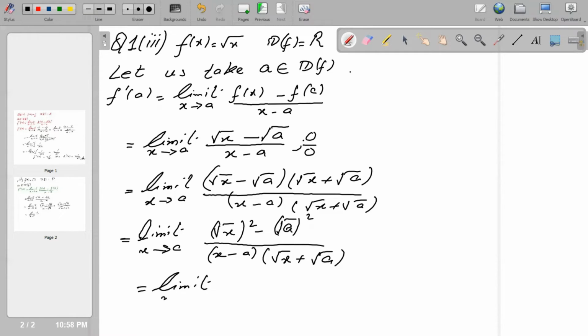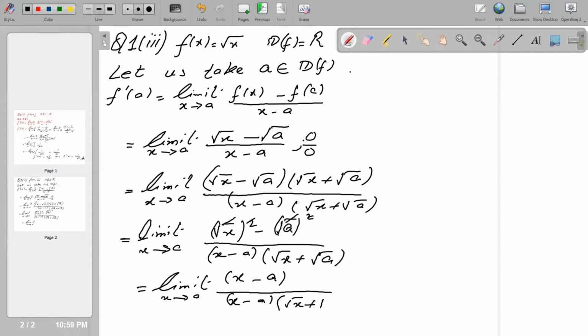So limit as x approaches a, the square is cancelled by the square root, so we have x minus a in the numerator, divided by x minus a, times square root of x plus square root of a. So this x minus a is cancelled out by this x minus a. So we have limit as x approaches a, 1 upon square root of x plus square root of a.